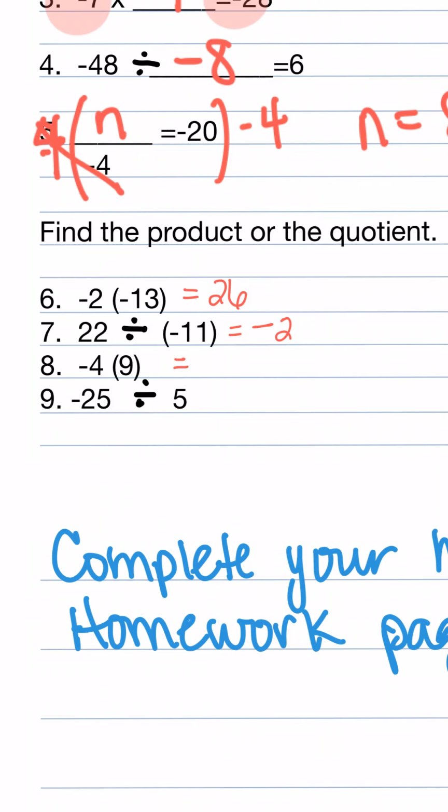-4 times a +9. Only one of them is a negative, so the answer is going to be negative. 4 times 9 is 36. -25 divided by 5 is going to equal 5. Only one of them has a negative. It's going to be a -5.